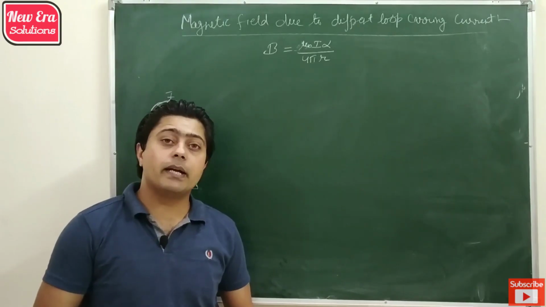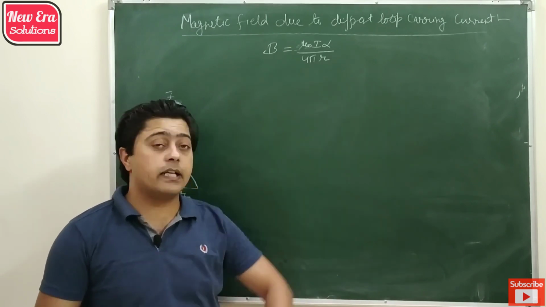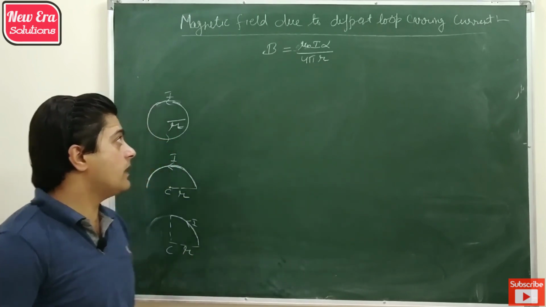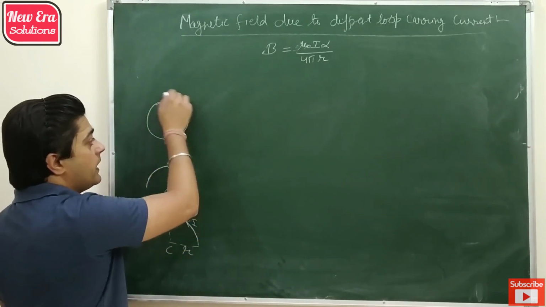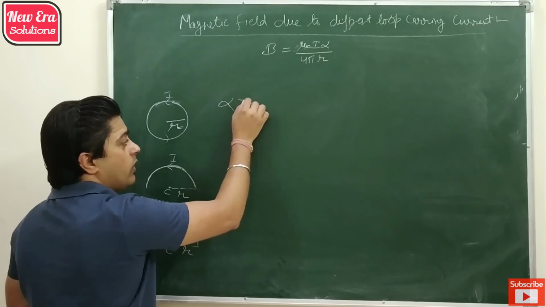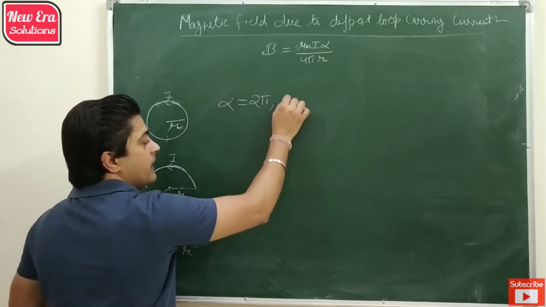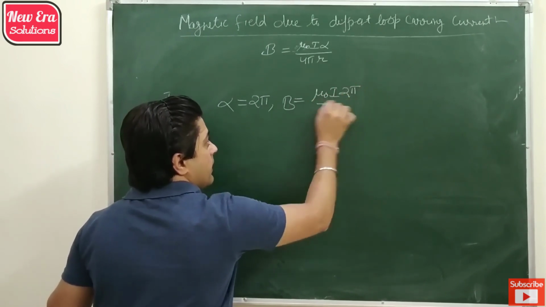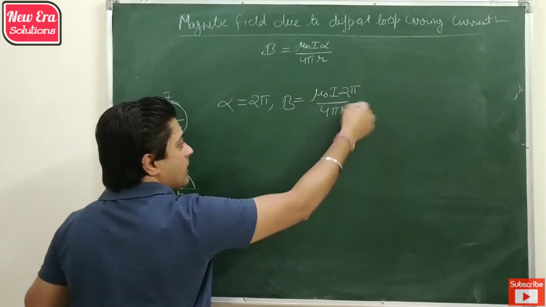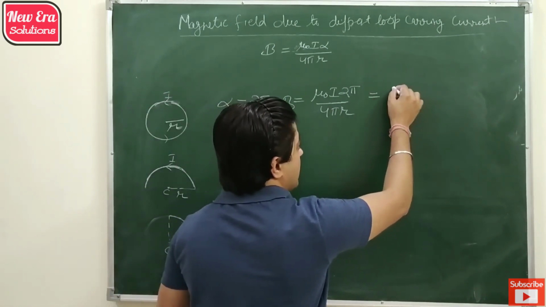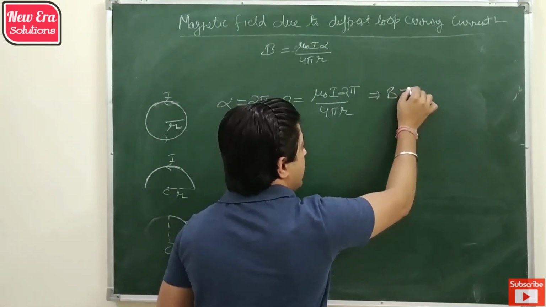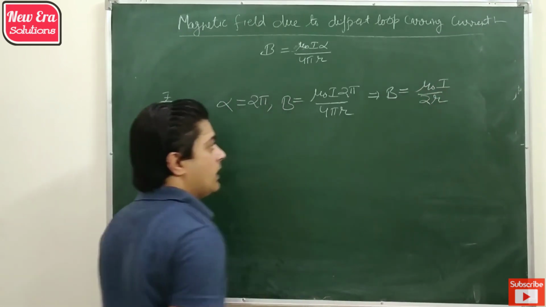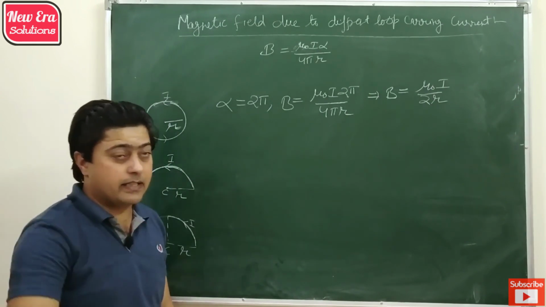Now let's find the magnetic field due to different current carrying loops at the center by using the general formula of magnetic field. So for a complete circular loop, the value of alpha is 2 pi, then the magnetic field is mu naught I 2 pi upon 4 pi r. So pi and 2 are cancelled out, so we get the magnetic field at the center of a circular loop as mu naught I by 2r. This formula we already obtained from the direct expression.